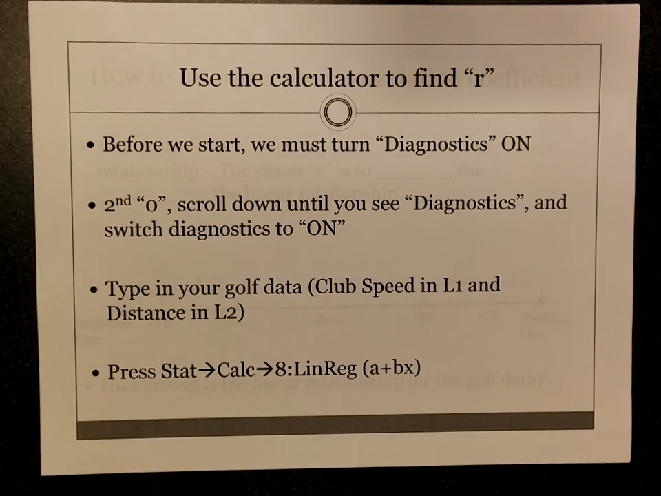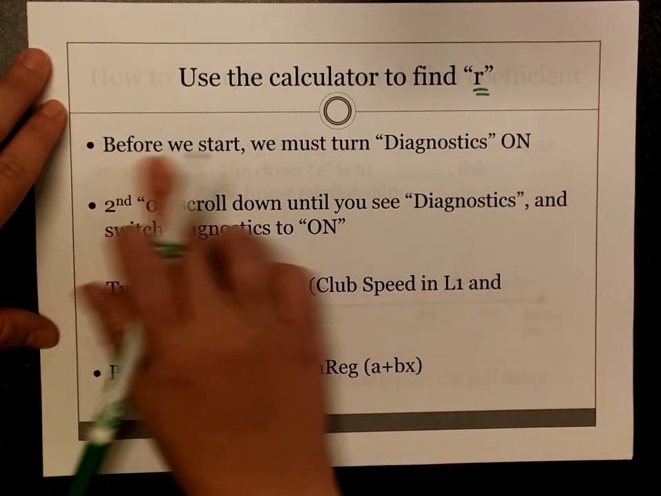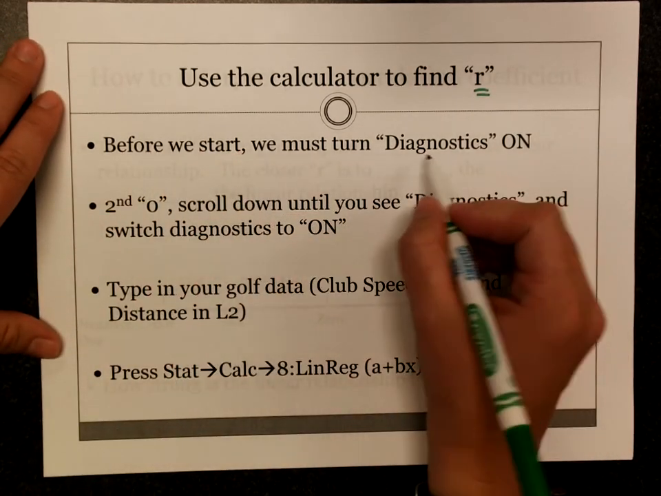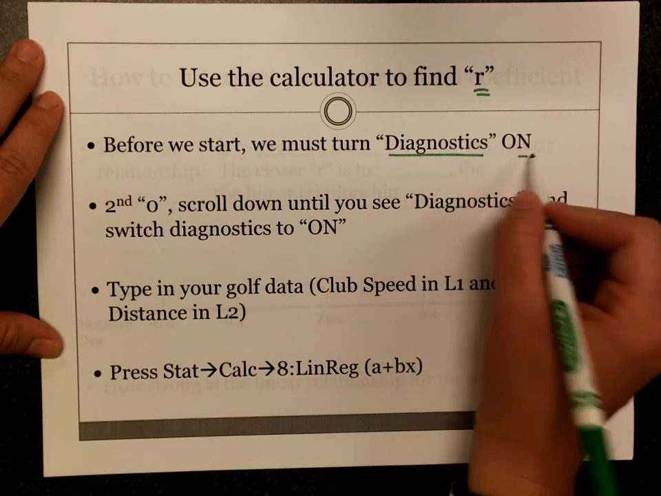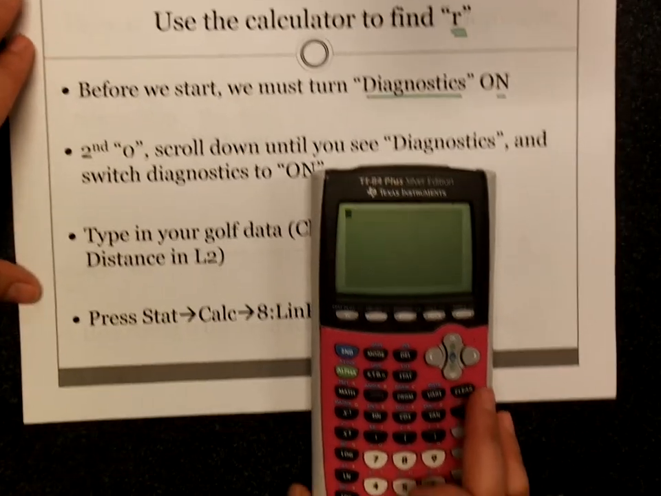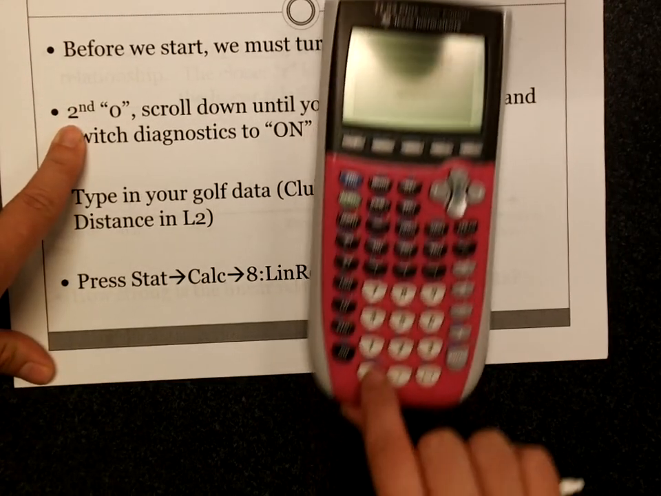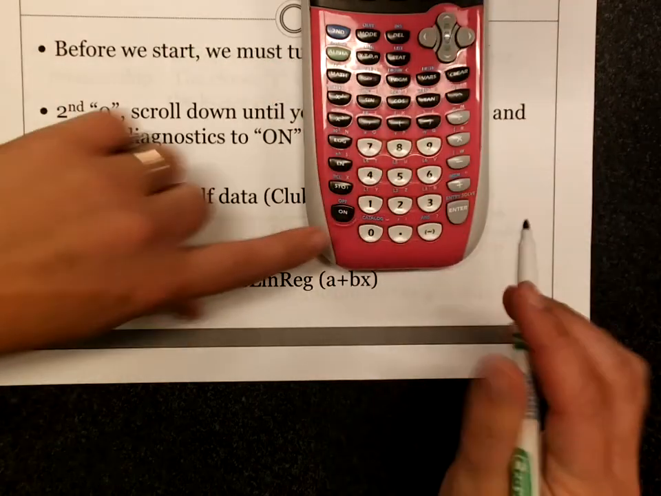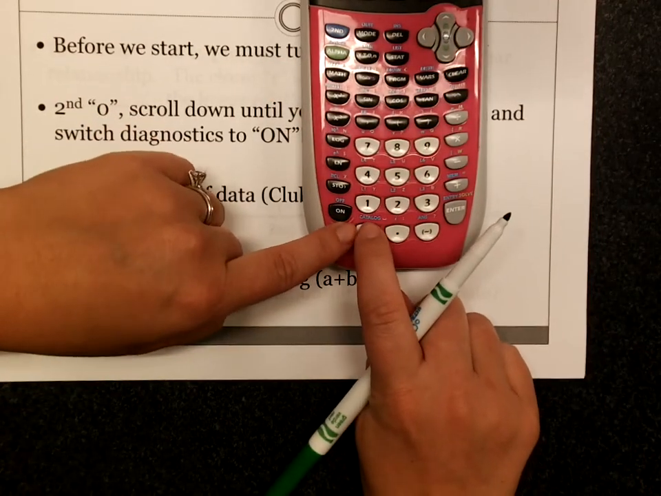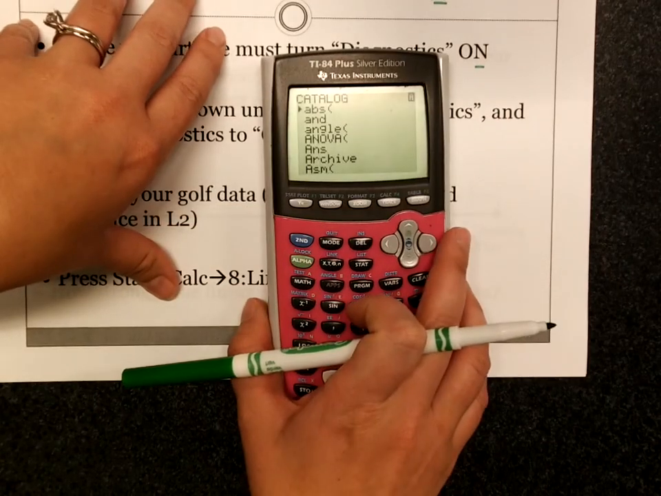All right, so we're going to use the calculator to find this value r. Before you start, you have to do what's called turning your diagnostics on. So in your calculator, if you push second, then the number 0, right above the number 0 is the word catalog. So if you push 0, it pulls up a catalog.